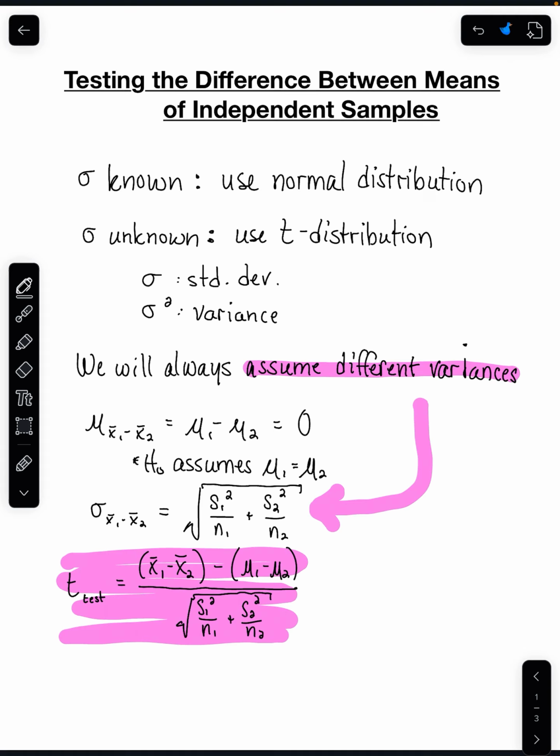So what we're going to do for degrees of freedom is make a conservative estimate for it, and the degrees of freedom we're going to use is going to be the smaller of n sub 1 minus 1 and n sub 2 minus 1. So the normal degrees of freedom is 1 less than the sample size. Here, we will take the degrees of freedom from the smaller sample.